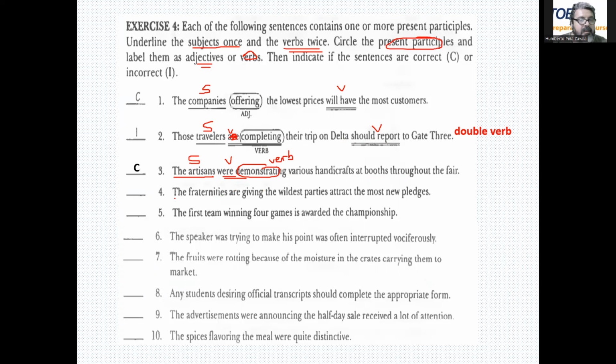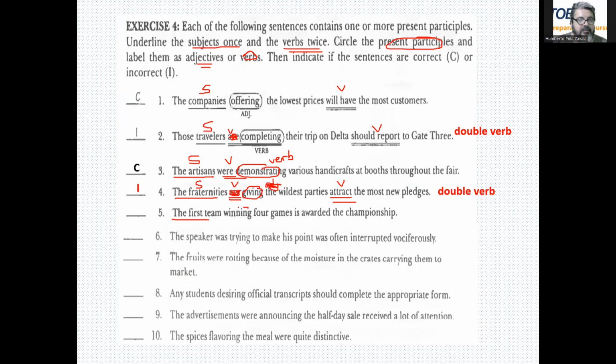The fraternities are giving the wildest parties, attract the most new places, right? You got fraternities as the subject, verb, and verb. So this is incorrect because we have a double verb. Right, so that's not right. We should eliminate this one. So: the fraternities giving the wildest parties attract the most places. It will be an adjective. That would be correct, but it's not.